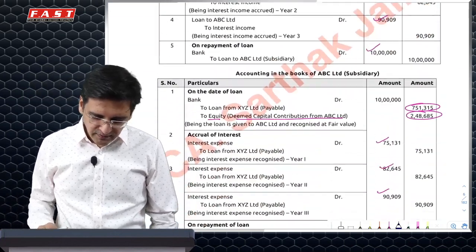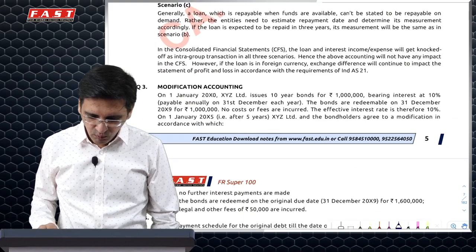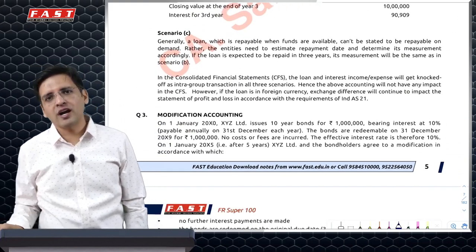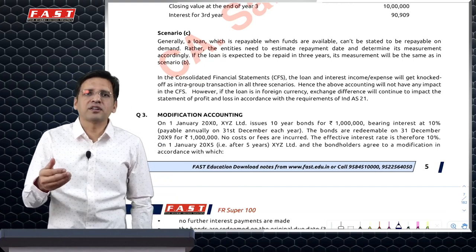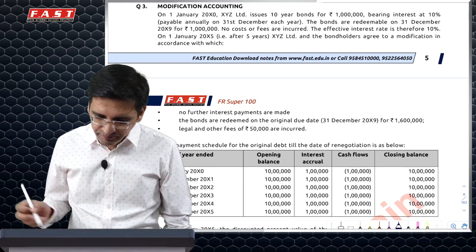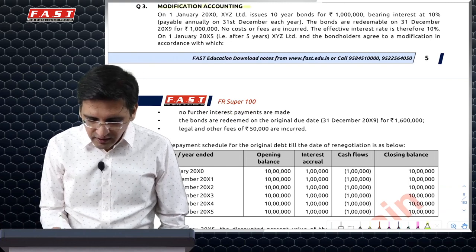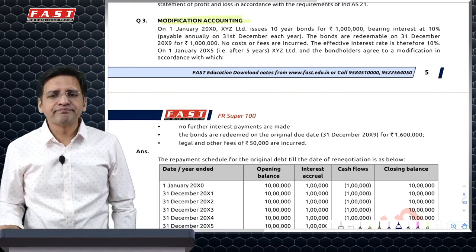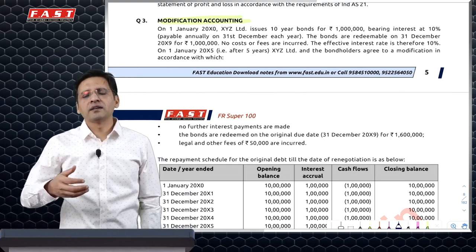So they've just given an explanation here, explaining in terms of what you'll have to do. You'll have to basically do an estimation, and then based on that, you'll have to do your calculation. If you estimate to recover it in 3 years, then the calculation would be similar to B, is what they have illustrated here. Then we have another question on modification accounting, one of the other very commonly asked and institute's favorite questions.